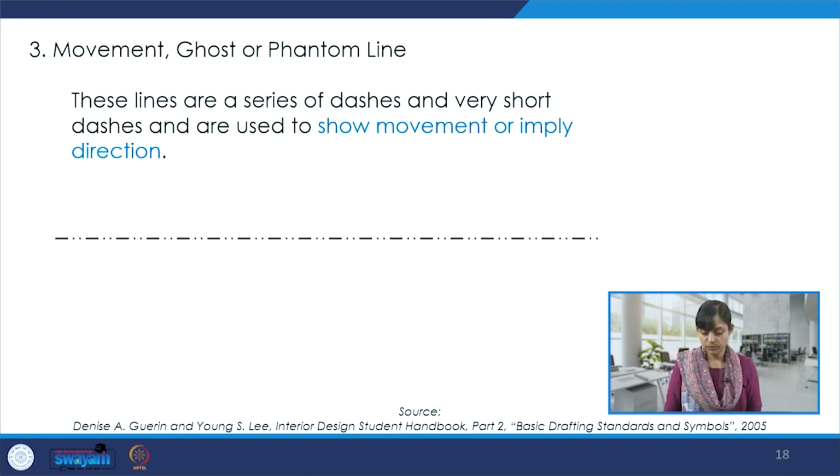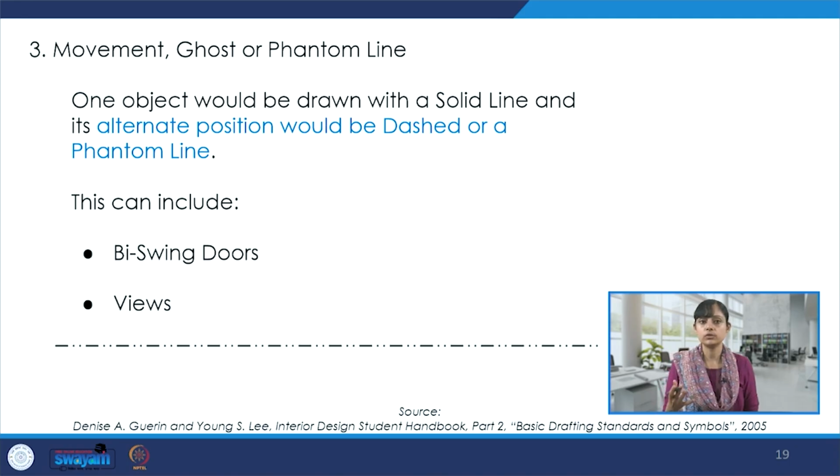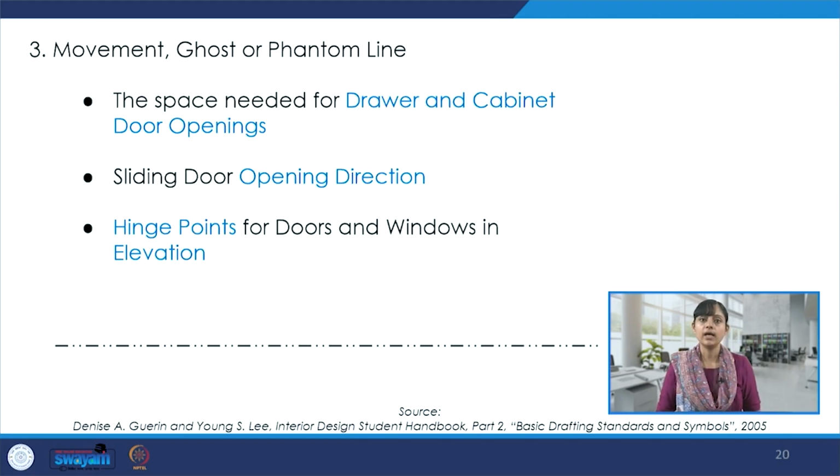Then there are also movement lines. If you see over here, dash and two dots, and they imply direction or they show movement. And also they could indicate a bi-swing door, where is the movement of the door or the opening. That could also be shown through these dashed lines, or a phantom line as it is sometimes called, also indicating sometimes the views. And sometimes it also indicates drawers, cabinet door openings, opening direction like I was telling you, and along the hinge and that hinge point, where is the opening, whether it is opening inside or outside. Those kinds of indications can be given by these kinds of lines.